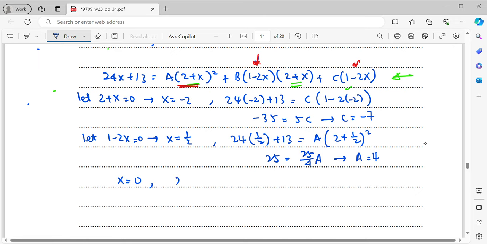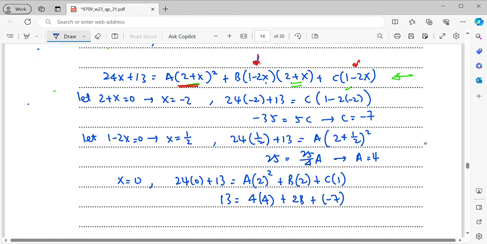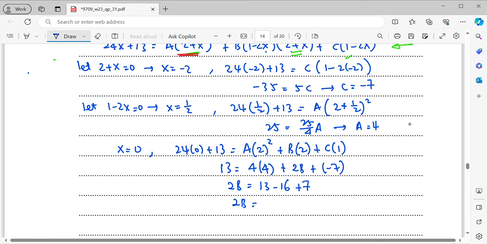Left-hand side, I will get 24 times 0 plus 13. Then the right-hand side, I will get A is 4, so I will just write A first, (2 + 0) is 2 squared. Then plus B, whenever you see x, it will be 0, so this is 1, this is 2, so it's 2B. Then plus C, 1 - 0 is 1. So 13 equals 4A, my A is 4, plus 2B plus C is -7. So now my 2B is going to be 13, this is 16, so move 16 to the other side. Then -7, move to the other side. Then you will be getting 2B is 4.